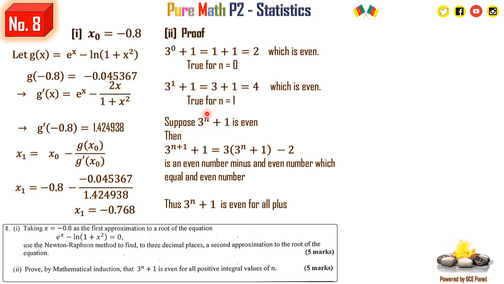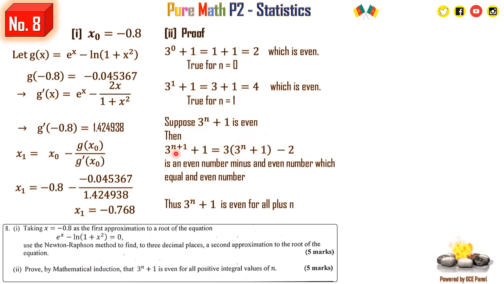Supposing that 3 to the power n plus 1 is even, then we can write it as follows, because we want to test it now for n plus 1. We want to check if it's also true for n plus 1. So we are replacing n here by n plus 1. This will be equal to 3 to the power n plus 1 is equal to 3 into 3 to the power n plus 1 minus 2.